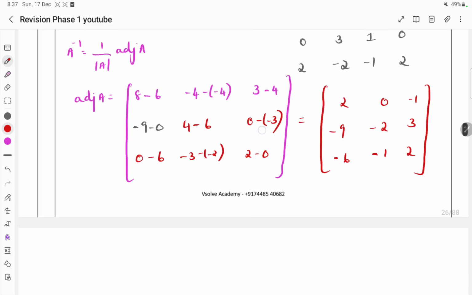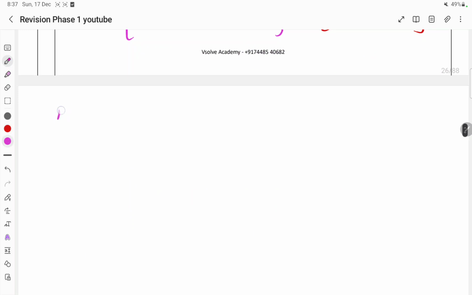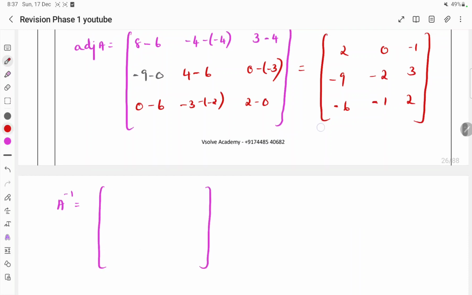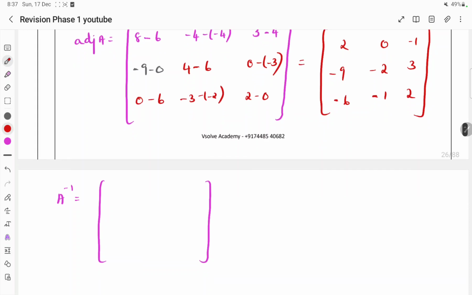So after this we have to find A inverse. A inverse will be equal to 1 by determinant of A, which is minus 1. Determinant of A is minus 1. So we just have to multiply this minus 1. Suppose K times a matrix, where K is a constant, I have to multiply it to each and every element inside the matrix, which means this minus 1 I have to multiply to each and every element inside this matrix adjoint of A. So it will be equal to minus 2, 0, plus 1.